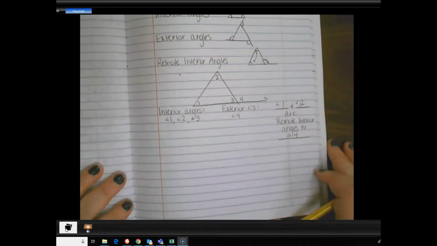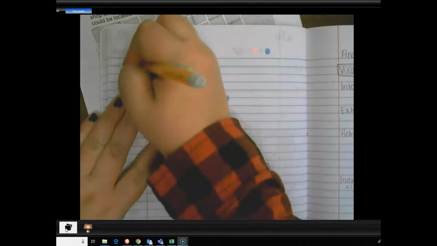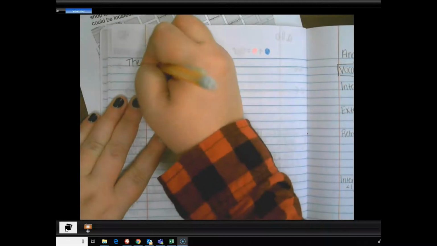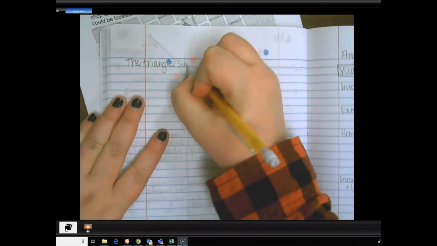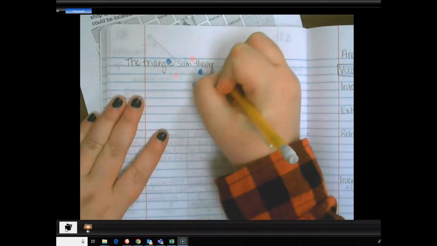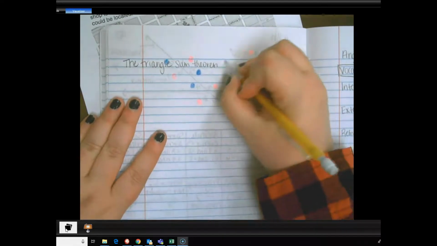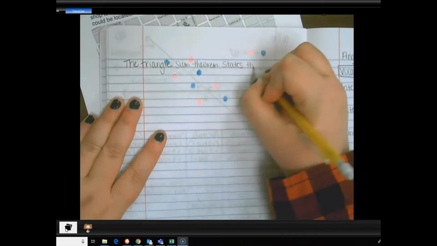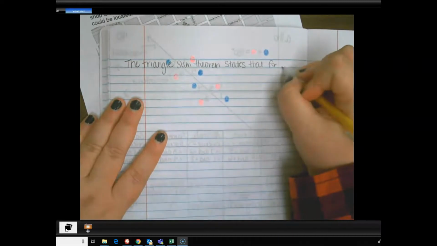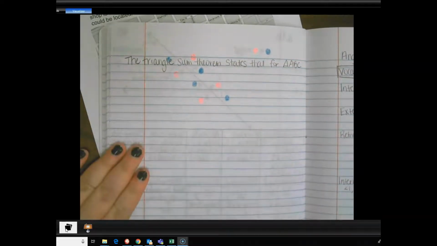All right, so we're going to go to the left side of page 41, and we're going to look at the triangle sum theorem. And it states that for triangle ABC. So as you can guess, when we draw a triangle symbol, it means triangle. I'll give you a minute to get that down.